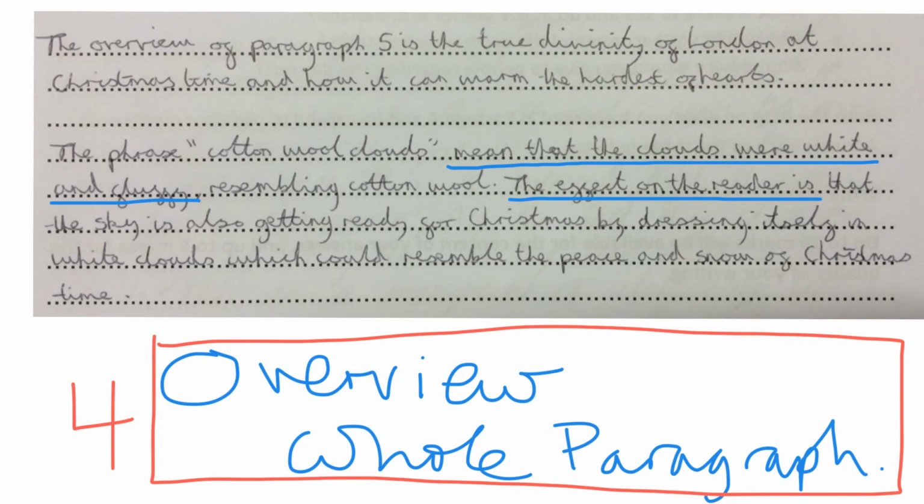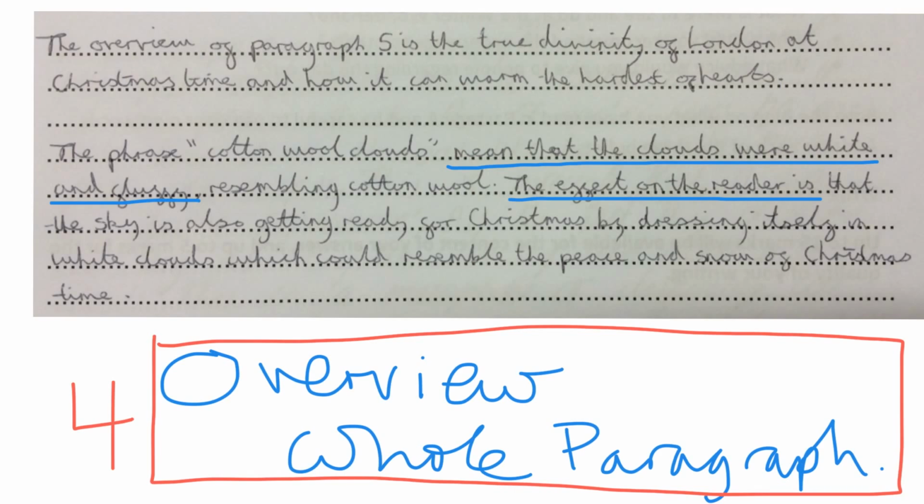Let's look at this writer's use of quotation. So the phrase "cotton wool cloud", it is a simile, but you don't have to point that out, so no marks lost here. Means, and then an S should be on the end of means here, but means gives us the dictionary definition, that the clouds were white and fluffy, resembling cotton wool. Excellent. The effect on the reader is, well done.